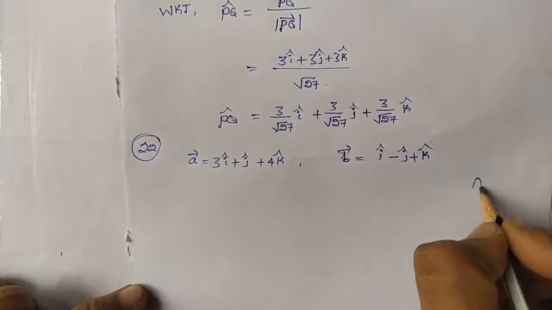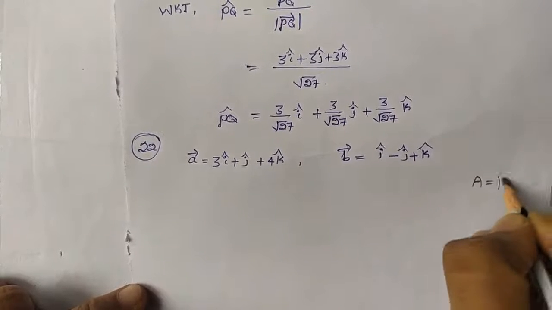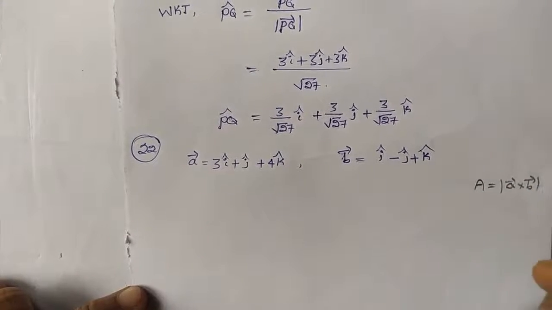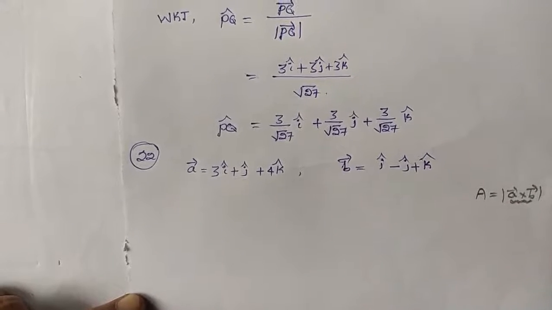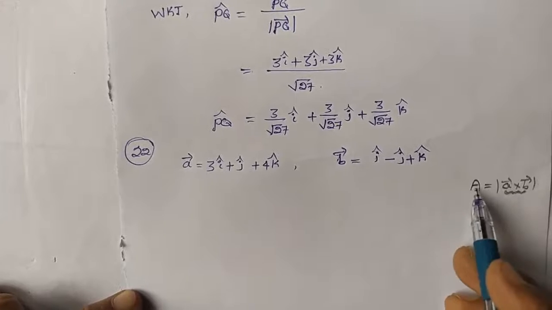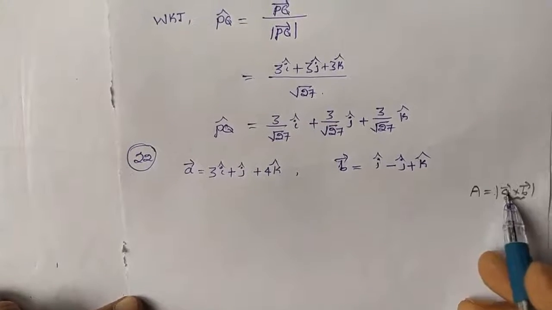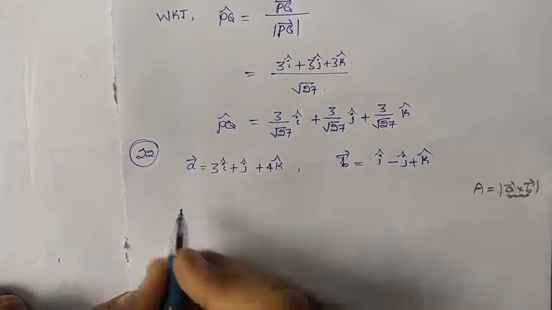Area of a parallelogram is magnitude of A cross B. It is the formula, right? First we need to find A cross B. It is the formula to find the area of a parallelogram, that is magnitude of A cross B. First find out A cross B.